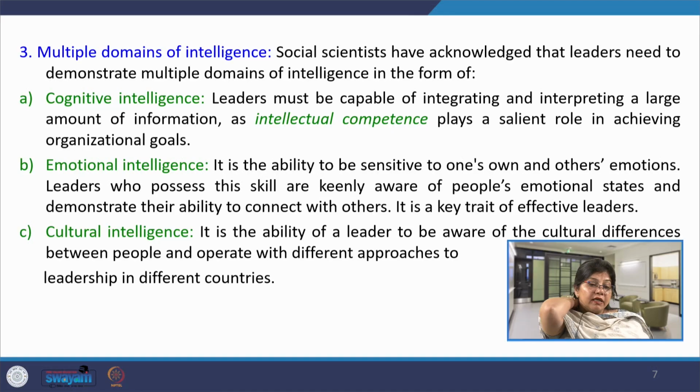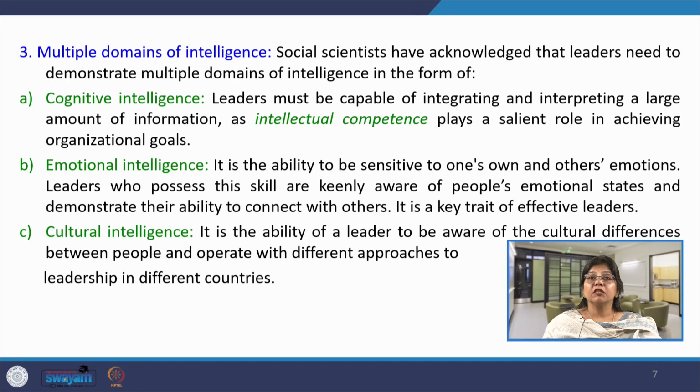The other is multiple domains of intelligence. So, social scientists have acknowledged that leaders need to demonstrate multiple domains of intelligence in different forms. That is how you have to use your intellect, your capacity to function in different forms. For example, a successful leader must have cognitive intelligence. It is about intellectual competence, which plays a salient role in achieving organizational goals.